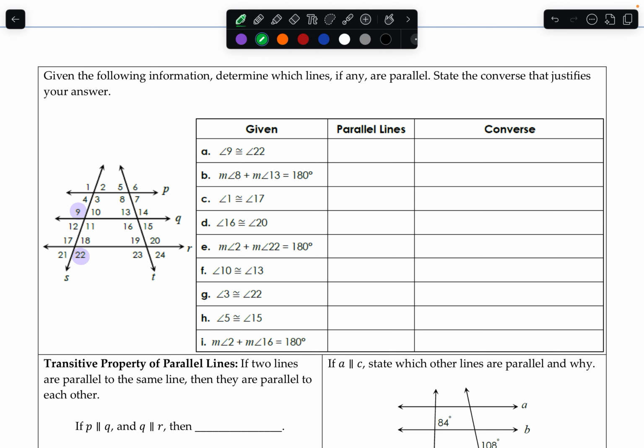Those are being told to us are congruent. If they are congruent, then I can say that Q is parallel to R because those are congruent alternate exterior angles.